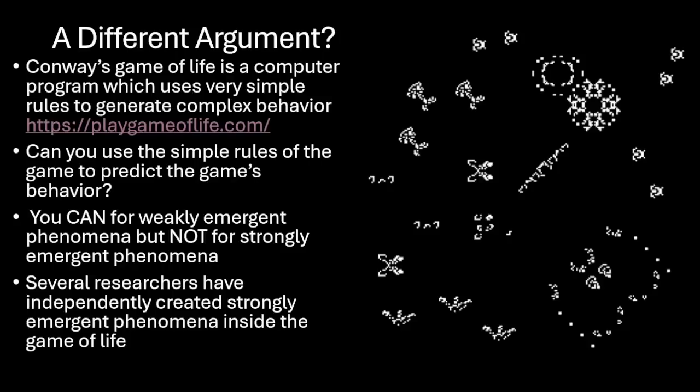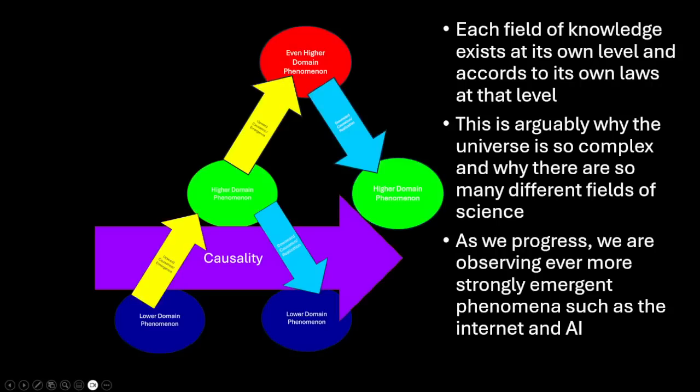And again, these laws can be either upwards, causing new things to emerge, or downwards, having an effect upon the components out of which they are made. Or they can even just exist on their own domain. So these higher domain phenomena can have effects which aren't upwards or downwards, but just contained within their domain. So each field of knowledge exists at its own level and accords with its own laws at that level. And new such phenomena are coming into existence all the time.